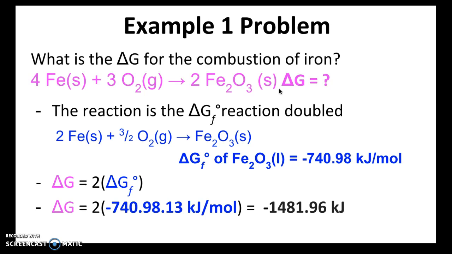So if you take a look at the process that we did here, we first had to recognize that this reaction is related to a formation reaction. And once we had that, then we had to figure out what we did to go from the formation reaction to this reaction. In this case, we had to double it. So we do the same thing to our delta G of formation, we just double that value. And by the way, these values are listed in that table, the appendix, so you can always figure that out.